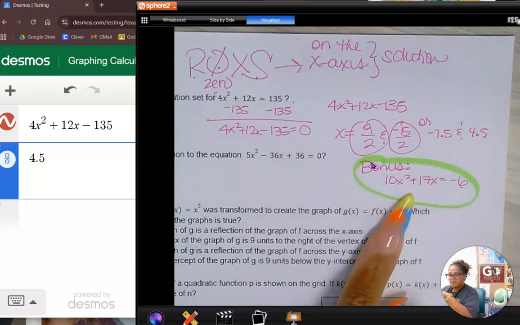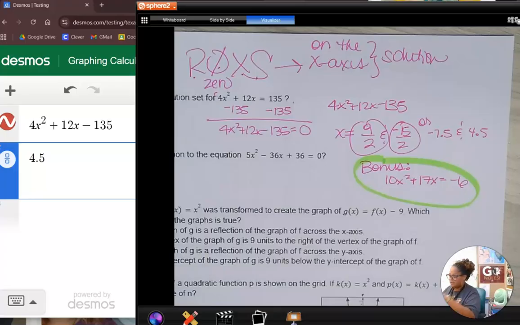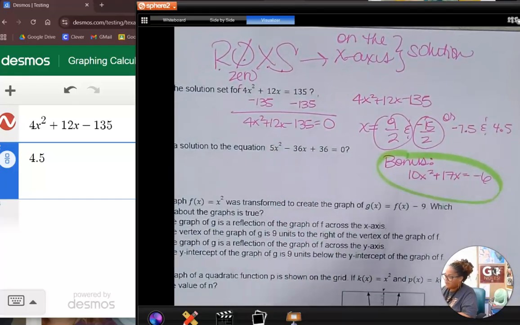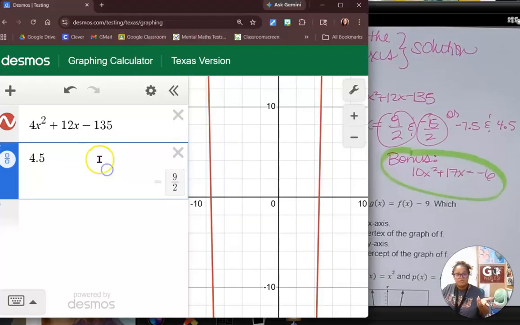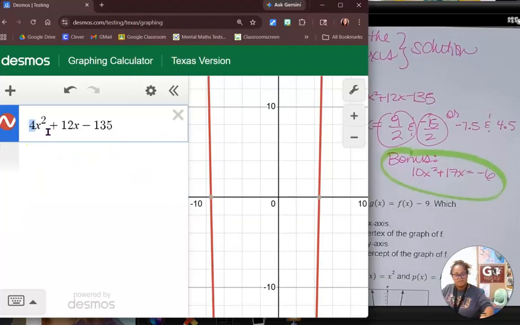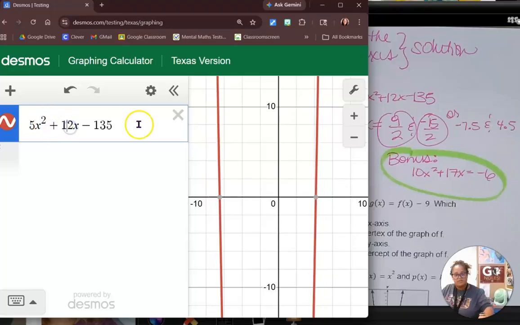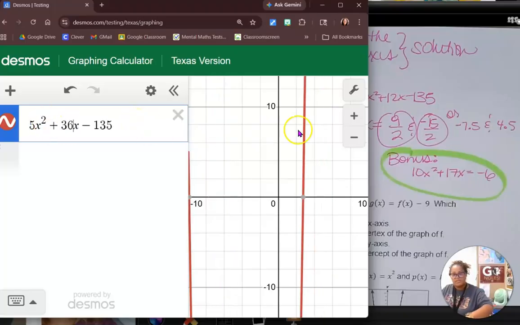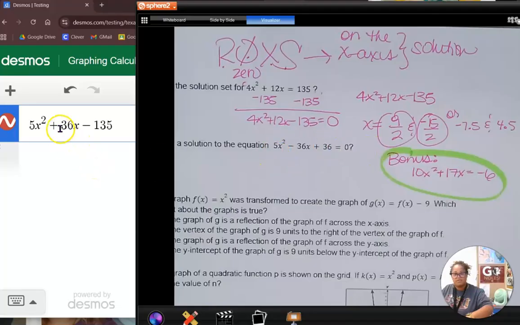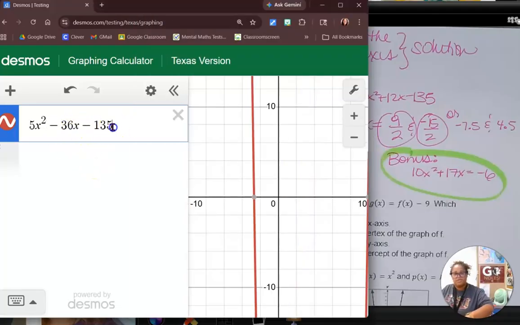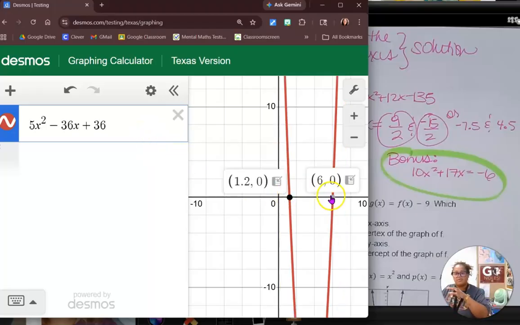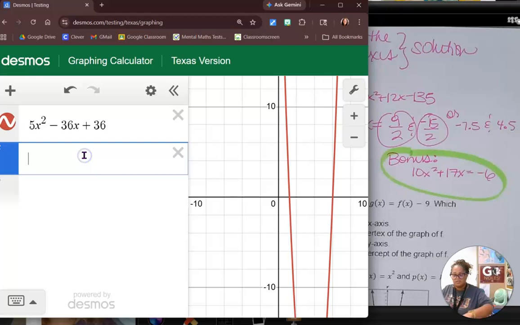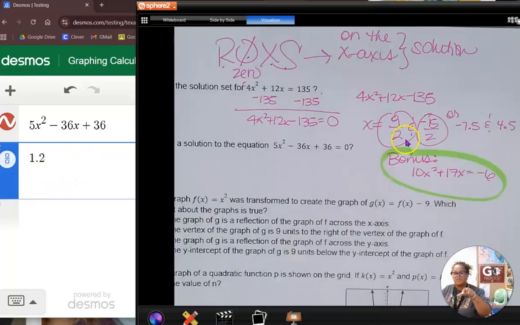This is a totally different question. All right, the next one, 5x squared minus 36x plus 36. This goes straight into Desmos. Delete. 5x squared minus 36x plus 36 at the end. Look at my zeros, boom, bam, 1.2 and 6. 1.2, turn it into a fraction, 6/5.